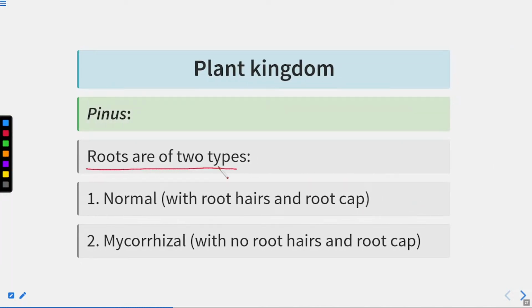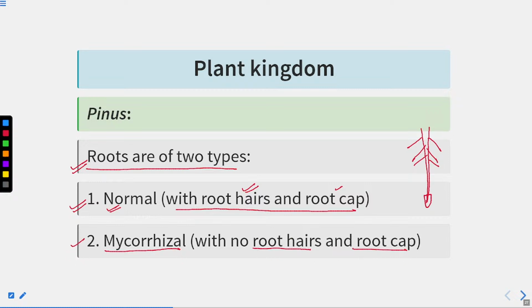Roots are also of two types. We have seen in the case of cycas, normal roots and coralloid roots. In the same way, Pinus also has two types of roots. Normal roots with root hairs and a root cap, as angiosperms also have. So this is the main root. Here they will have a root cap and root hairs. Now they also have mycorrhizal roots, with no root hairs and root caps.